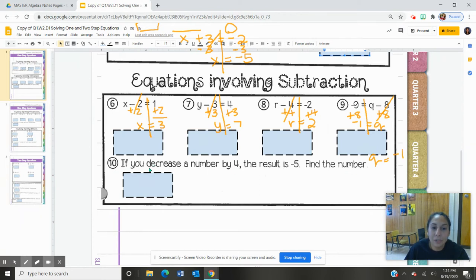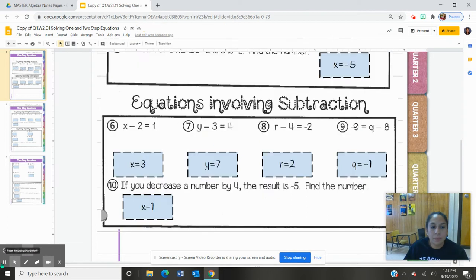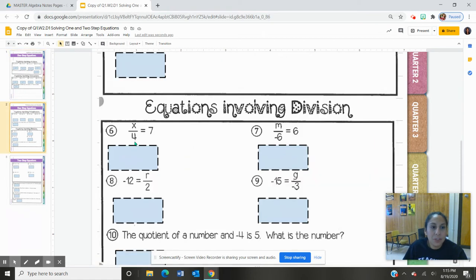Number 10. If you decrease, that means if you subtract a number by 4, so you take a number and you subtract it by 4, the result is equal to negative 5. So here's our problem. It says find the number. So same process, the opposite of minus 4 is to add 4. Oops, I meant to write 4. And add 4 over here, so x is equal to negative 1. So you'll go ahead and complete this in your notes and type in your answers for later reference. Now we're moving on to page 2.